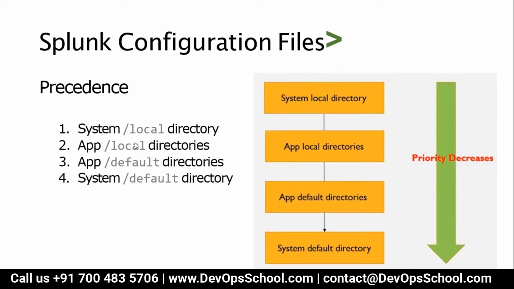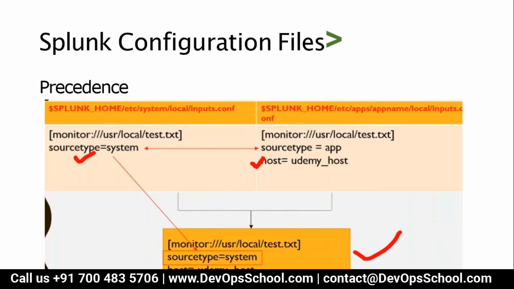Yeah. Okay. Now let's make it a little bit more complicated. So guys, look at this very carefully. There is one etc system local input.conf. This is the input.conf content. Here it takes input from one file, test.txt. That's one of the stanzas you have. The second stanza you have on the right side, etc apps, app name, local, input. So what will happen while running? Which one has the highest precedence? Tell me, whether it's system local or app. System local.